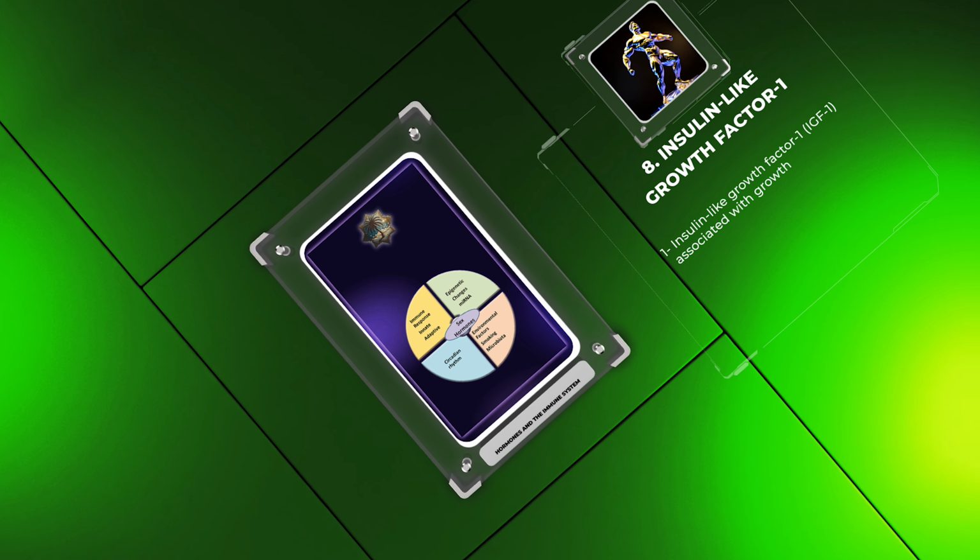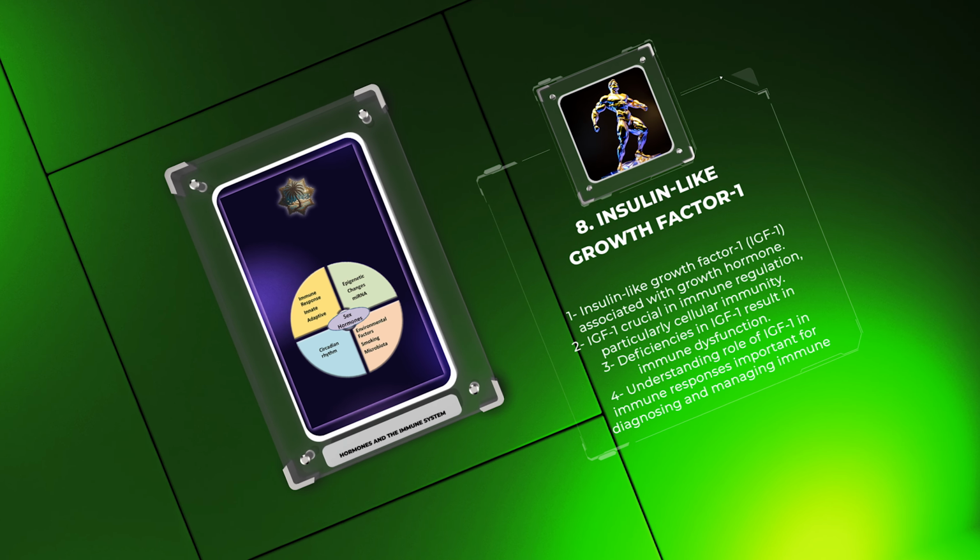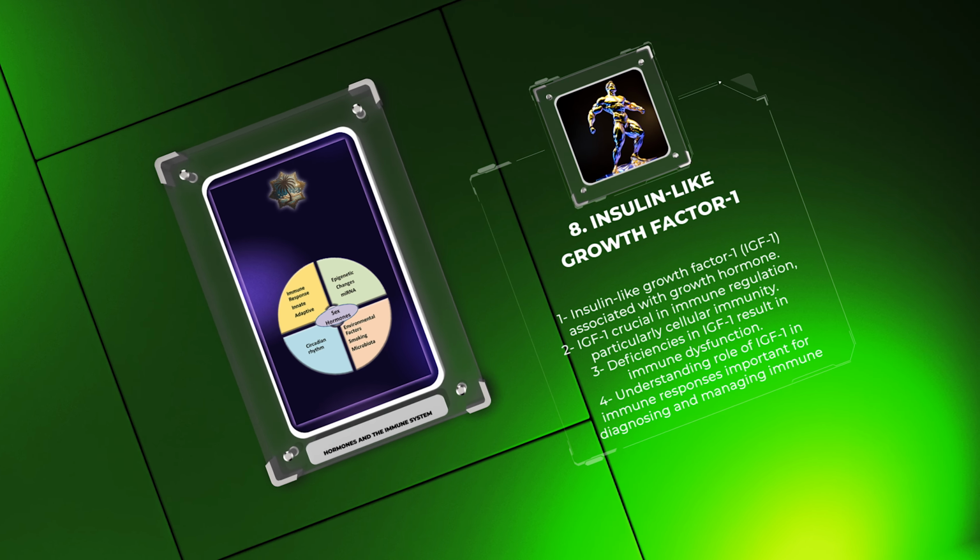Insulin-like growth factor 1, IGF-1, primarily produced in the liver, is closely associated with growth hormone. IGF-1 plays a crucial role in immune regulation, particularly in cellular immunity. It enhances T-cell function, proliferation, and cytokine production. Deficiencies in IGF-1 can result in immune dysfunction, leading to increased susceptibility to infections and impaired wound healing. Understanding the role of IGF-1 in immune responses is vital in diagnosing and managing immune disorders.